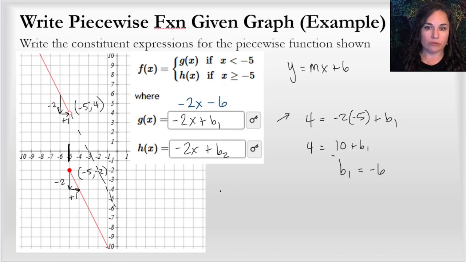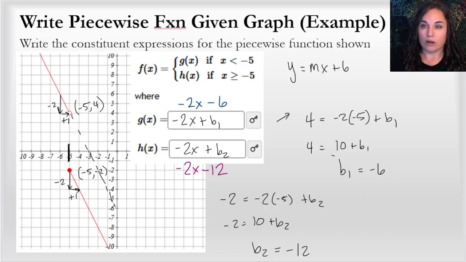We're going to do the same thing for the second part here. So -2 equals -2 times -5 plus b2. -2 equals 10 plus b2, and so b2 equals -12. So I can fill out the rest of that equation: I'll write in here -2x minus 12. Okay, this work on the side here, I want to see that in your algebraic work if you're turning this in to me.